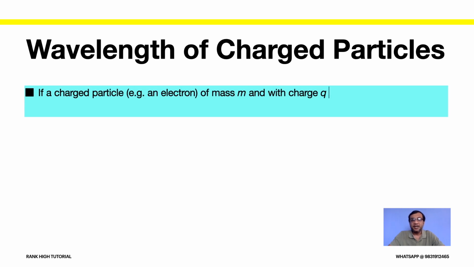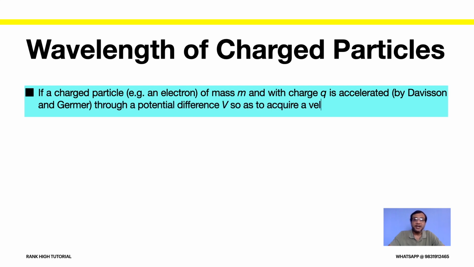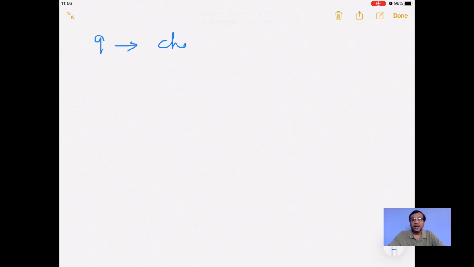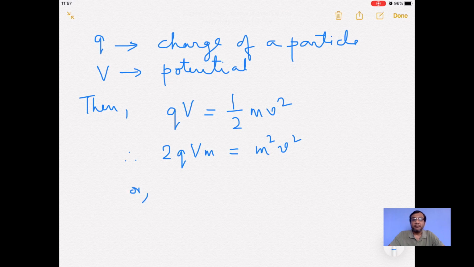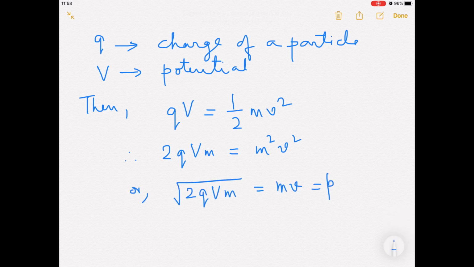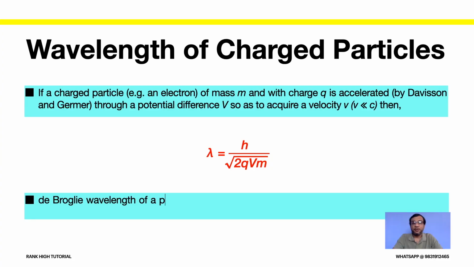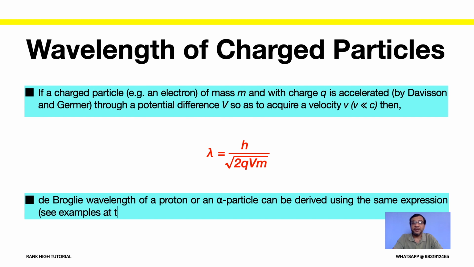The wavelength of a charged particle can be derived following the de Broglie relation. If a charged particle, that is an electron of mass m and with charge q, is accelerated through a potential difference of capital V so as to acquire a velocity small v, then we can write lambda equals h by square root of 2 q V m. The de Broglie wavelength of a proton or an alpha particle can be derived using the same expression. We will see this in the examples at the end of this discussion.